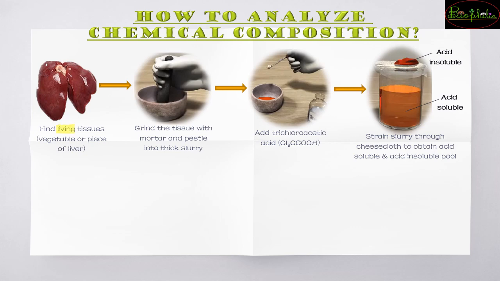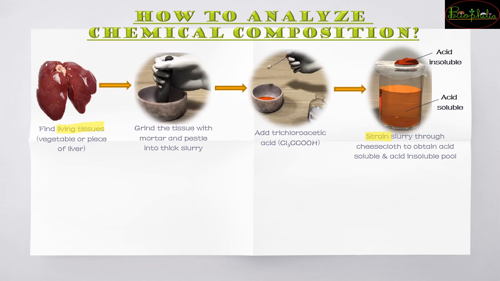So take any living tissue, be it of plant origin or animal origin. Take a piece of vegetable or a piece of liver, that is the meat part, and grind the tissue with a mortar and pestle and make it into a slurry. To this slurry you add trichloroacetic acid, which will help to digest the proteins and the other components properly, and then you have to strain the slurry.